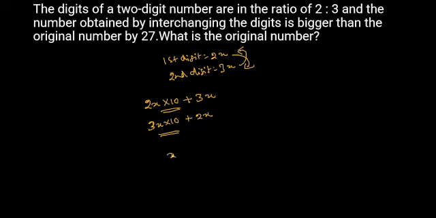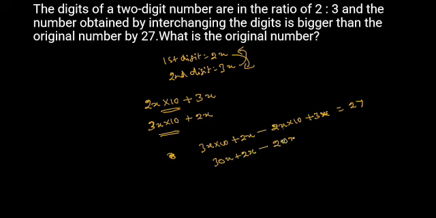Now the first number is 3x into 10 plus 2x minus 2x into 10 plus 3x. Now what is the difference here? When we subtract these two numbers, the answer is actually 27, isn't it? So the difference has been set as 27. Now 3x into 10 is 30x plus 2x minus 2x into 10 is 20x plus 3x is equal to 27.